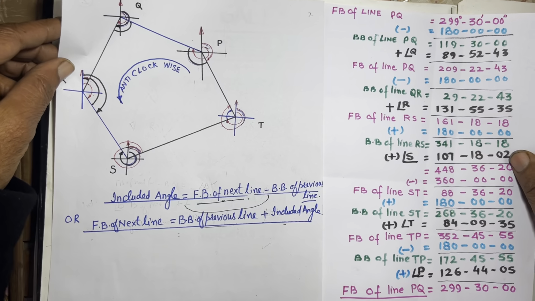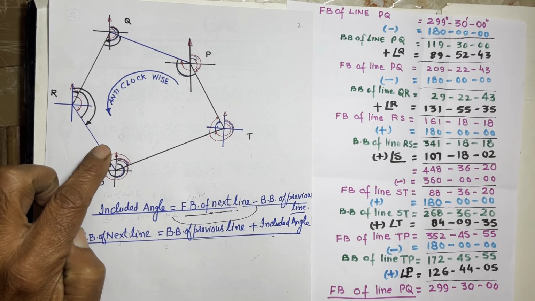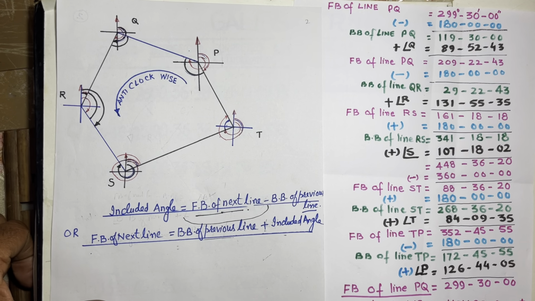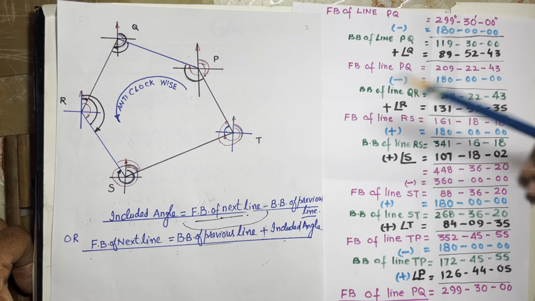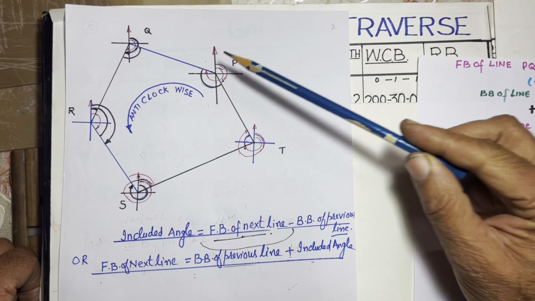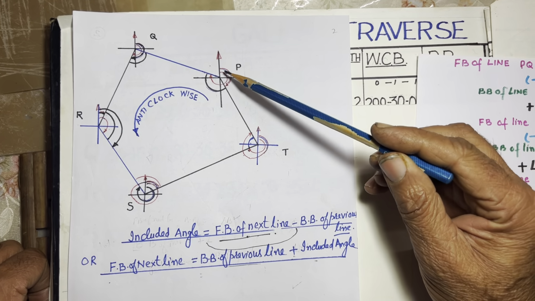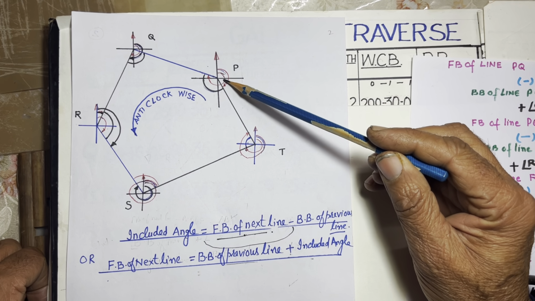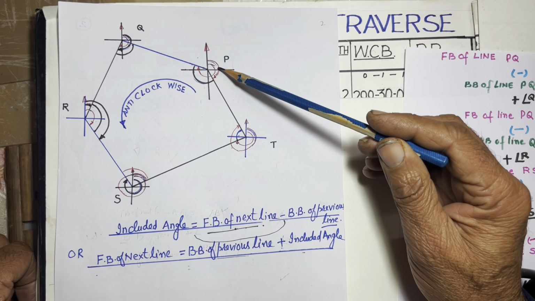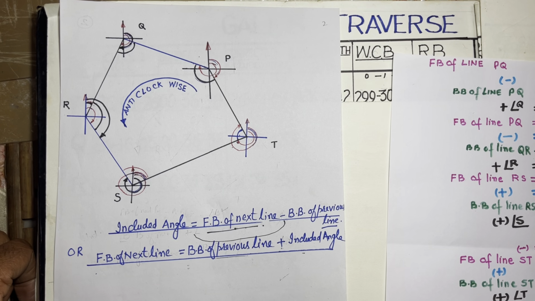You can see over here, first of all, you draw the line diagram of the traverse. For example, here I have the forebearing of line PQ. That is this one. So you have observed the forebearing of this line PQ, that is 299 degrees and 30 minutes. This is the forebearing. So from here you can see that the forebearing of line PQ is observed.